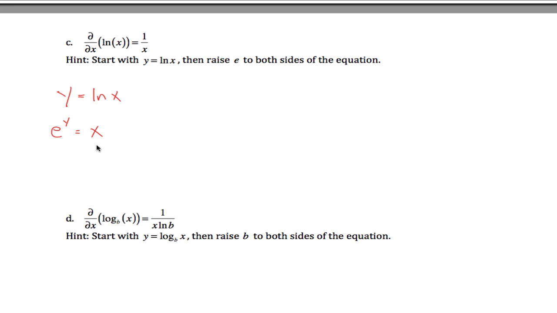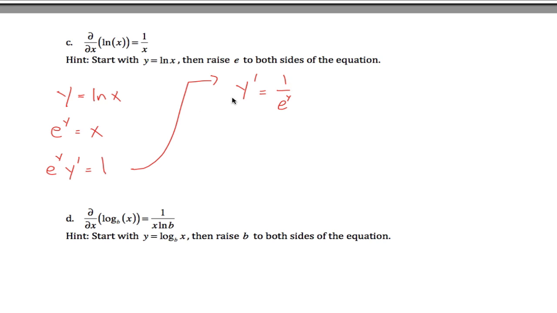And if you now take the derivative of both sides, we have to use the chain rule on the left. So we get e to the y times y prime equals 1. The derivative of x is just 1. If you solve for y prime, you get 1 over e to the y. But we don't want to solve for the derivative of y in terms of y.